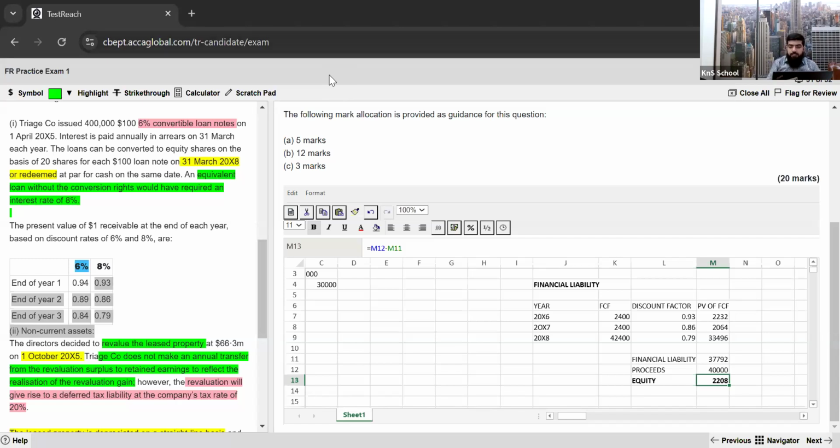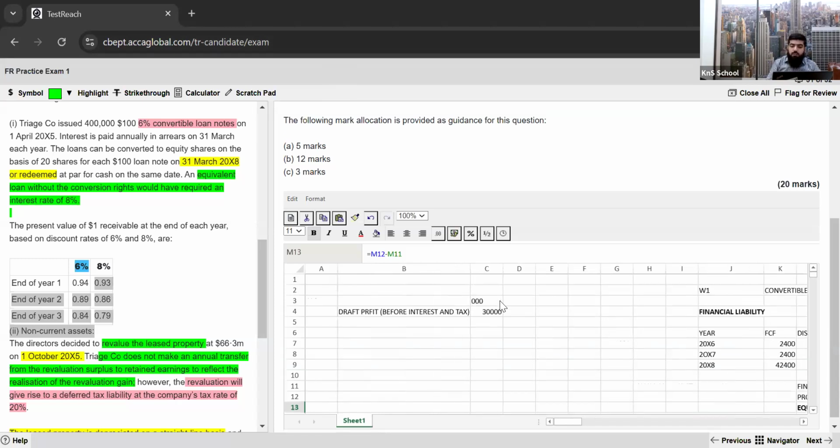So one more thing: if you are doing the working in thousands, you just need to write it down at least once, that all workings are in thousands. Once you write it down that all workings or all values are in thousands.